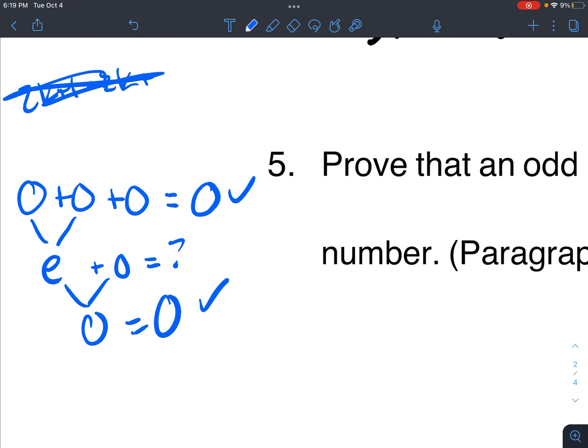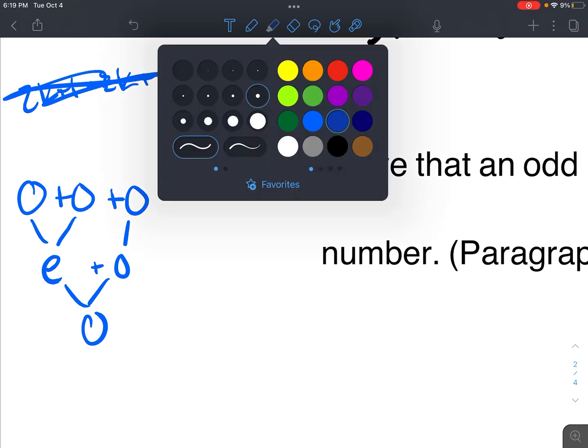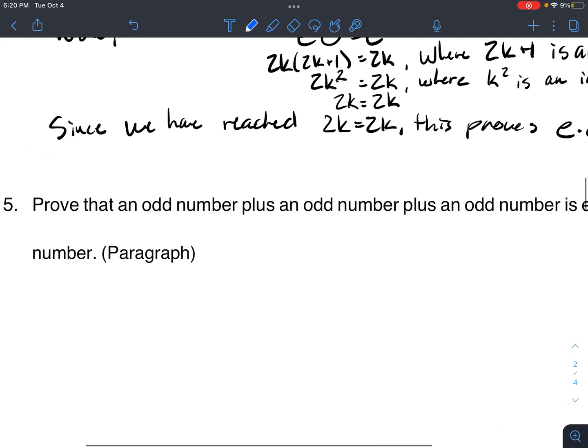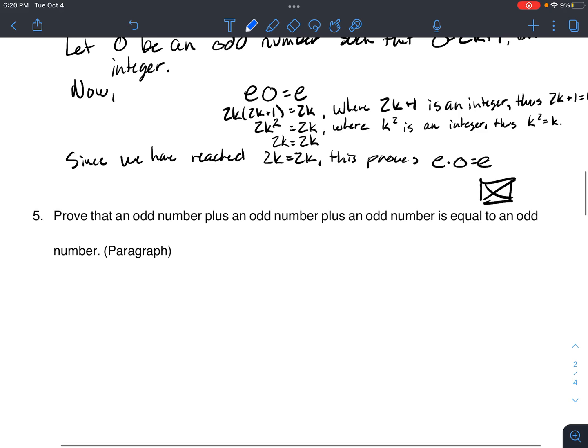So maybe this diagram isn't the most... We delete this and just stick with what this says. So even plus odd plus odd gives you the even number. This odd gets brought down to here. And now even plus odd is equal to odd. And we already know all these things. So now basically all we have to do is write this out in words.